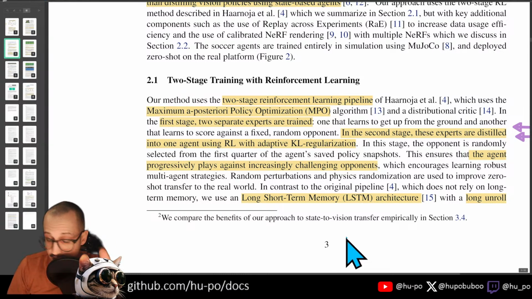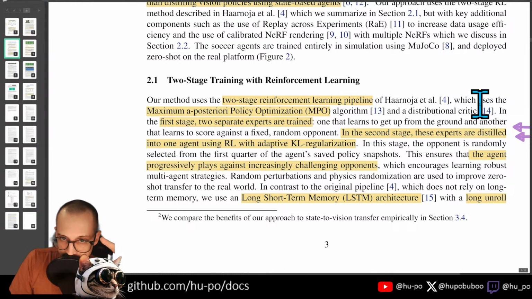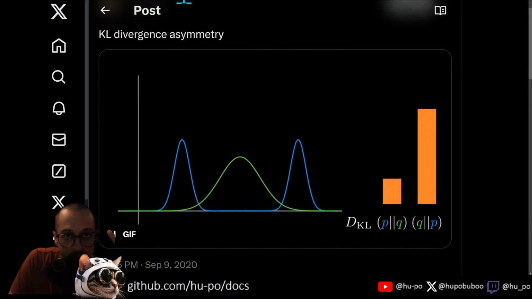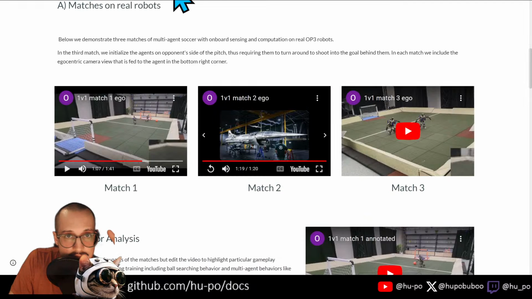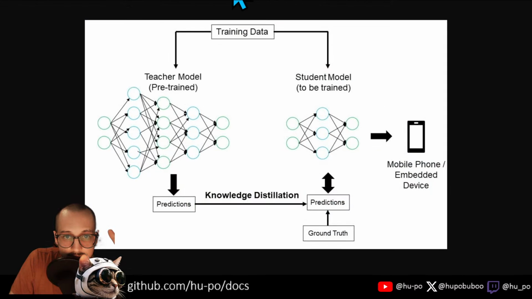But that's not what they did here. What they did here is a little bit more interesting, and what they do here is they distill these experts into a single agent using KL regularization, right? So what does that mean? I have here, is it this? This? That's KL. This is what I want.